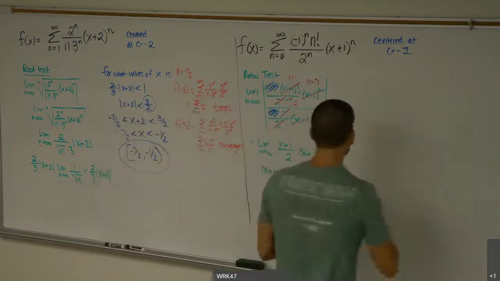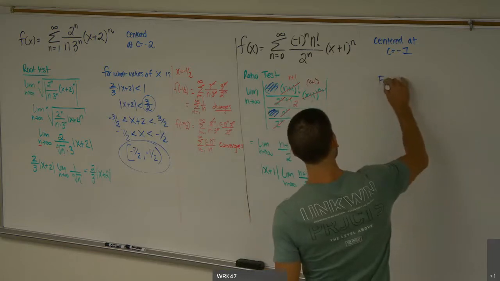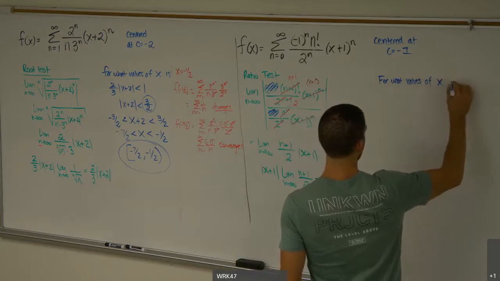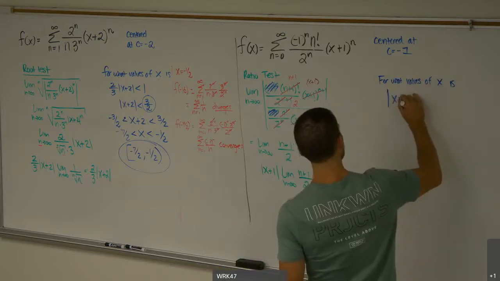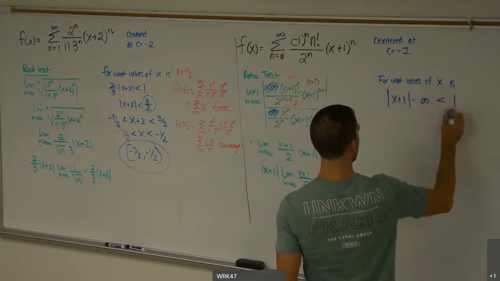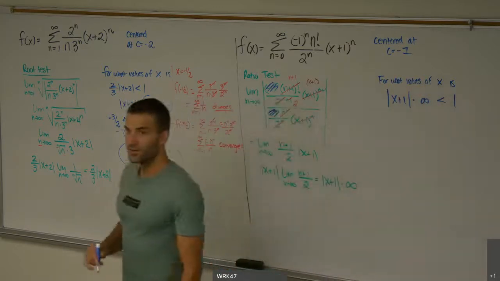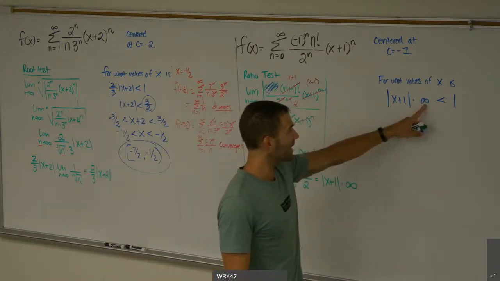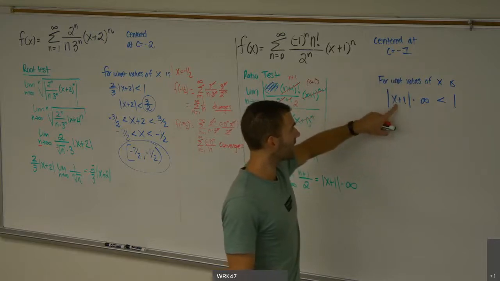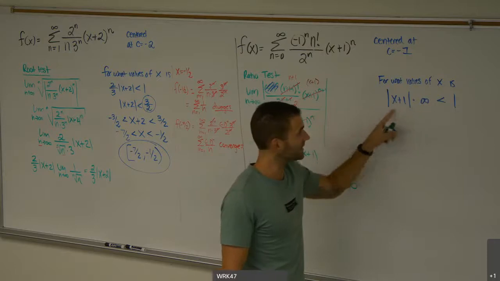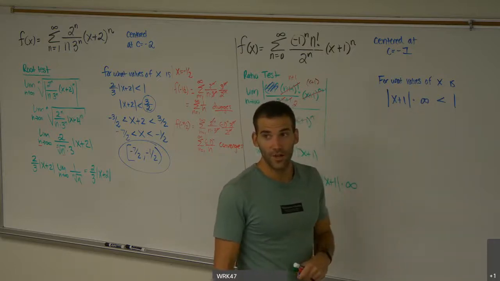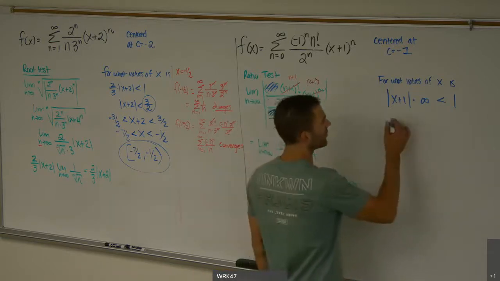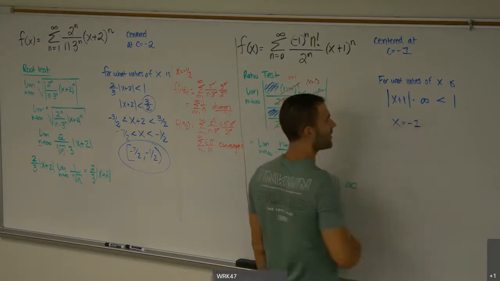And so we have the same question. For what values of x is the absolute value of x plus 1 times infinity less than 1? Well, no value of x, because that's infinity here. No value of x except possibly when x is -1. When x is -1, we get 0 times infinity, which is actually an indeterminate form. We're not sure. But any other value would definitely not work. So the only value of x that would work would be possibly -1.